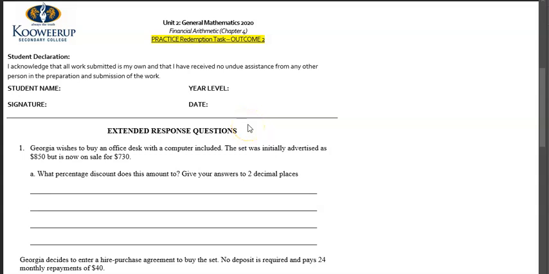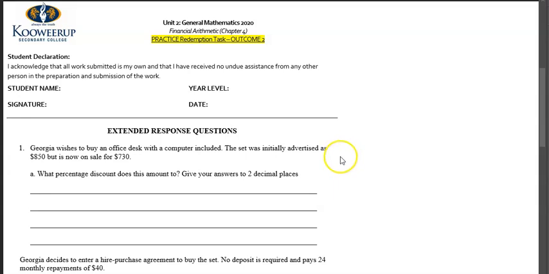This video will be dedicated to the practice redemption task for outcome 2 within the financial arithmetic topic for Year 11 General Maths 2020. Start off with question 1 here. Georgia wishes to buy an office desk with a computer included. The set was initially advertised as $850 but is now on sale for $730.